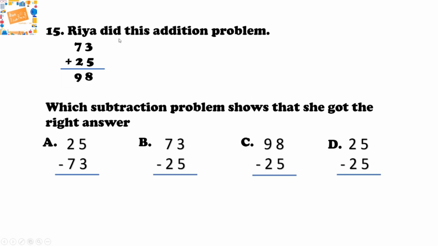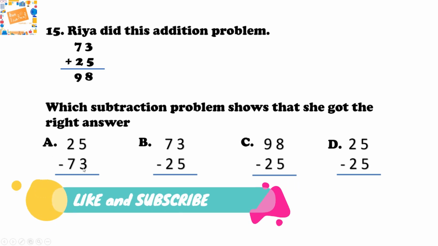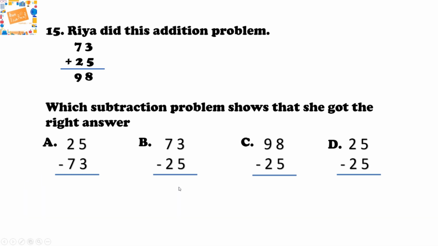Next question. Ria did this addition problem: 73 plus 25, which equals 98. Which subtraction problem shows that she got the right answer? Is it option A, 25 minus 73? Option B, 73 minus 25? Option C, 98 minus 25? Or option D, 25 minus 25? I'll give you some time. Try to solve this now.